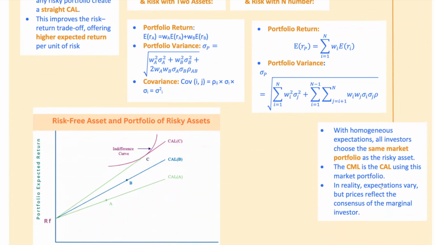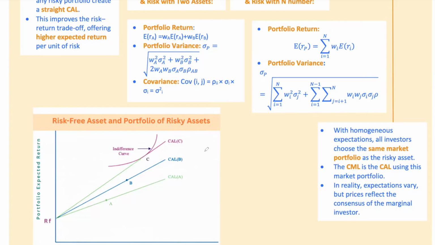Of course, in the real world, investors don't agree perfectly. Some think Apple's overpriced, others think it's cheap. But when you put all those views together, prices settle where the marginal investor, the one at the edge of buying or selling, finds the balance. And that's what shapes market prices and the CML we use in theory.